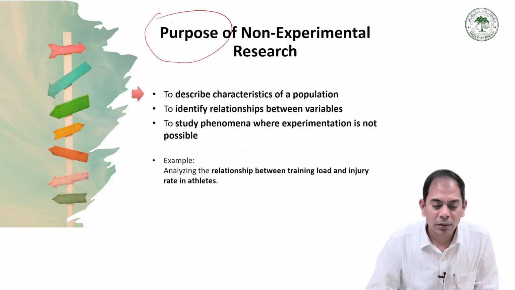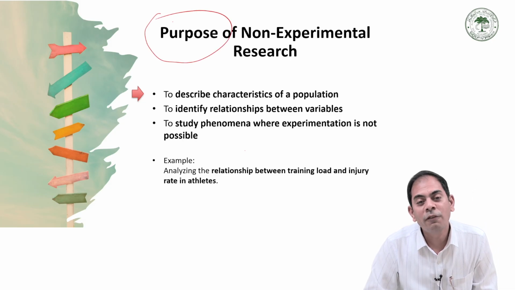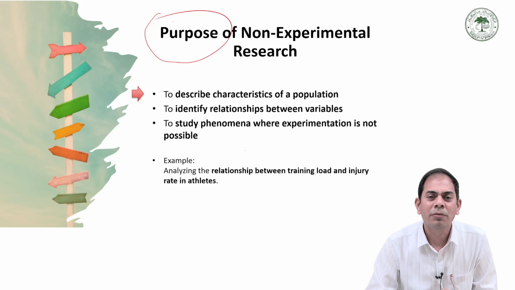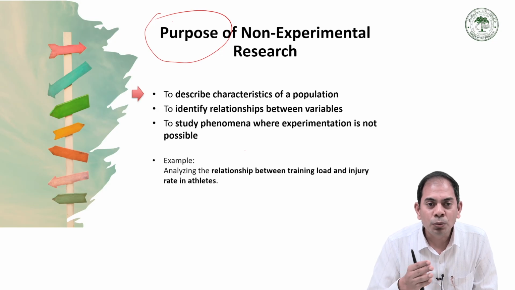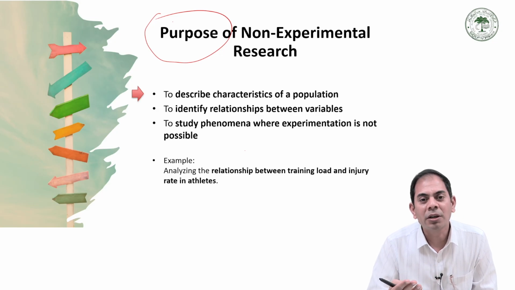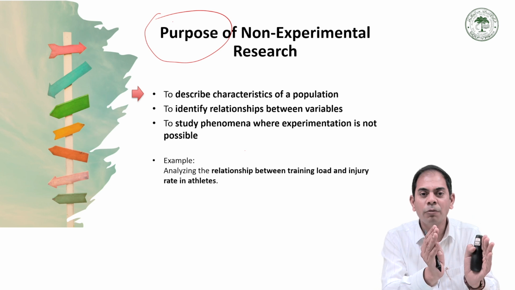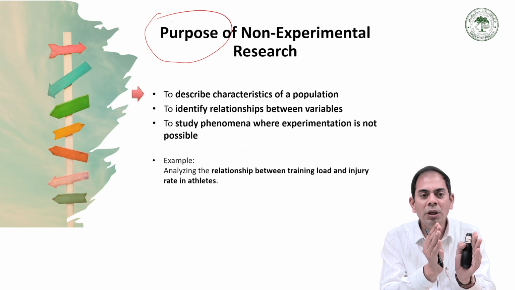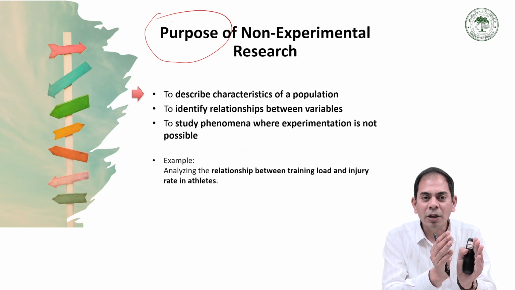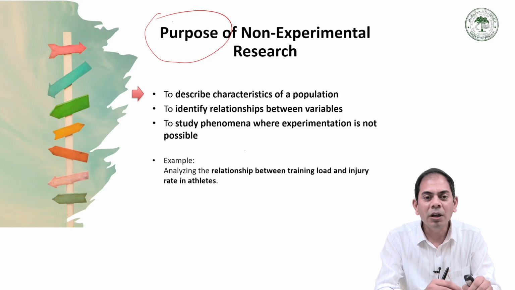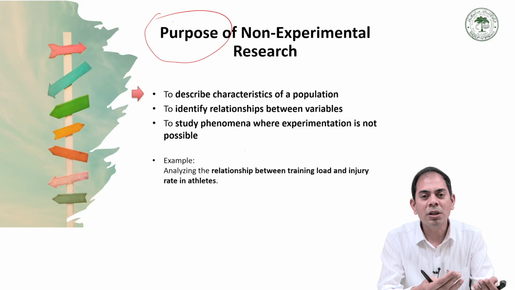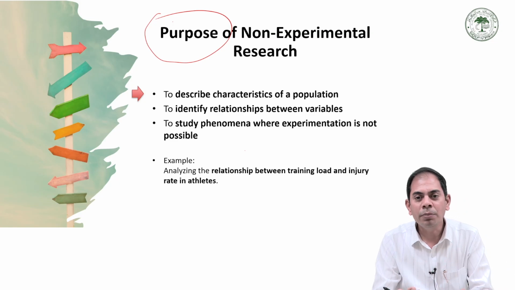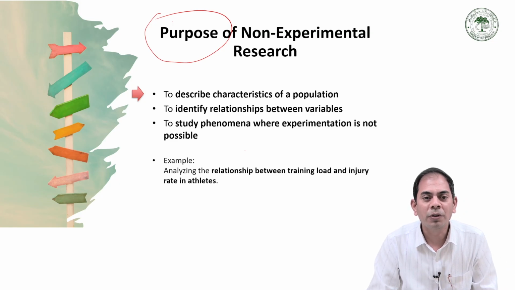Here we will discuss the purpose of non-experimental research. In the last slide, we already discussed many aspects. Here we go for the purposes. The first purpose is to describe the characteristics of a population. We have a specific population. Through non-experimental research, we collect and observe the data, and after that we describe the population characteristics. This means the researcher studies and describes the features and qualities of a group of people.